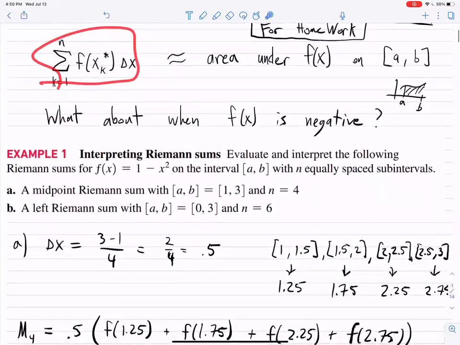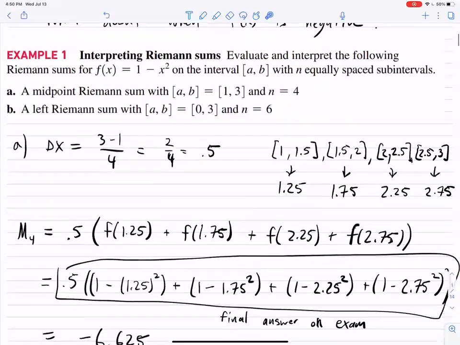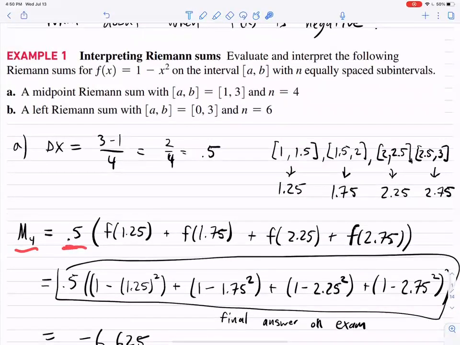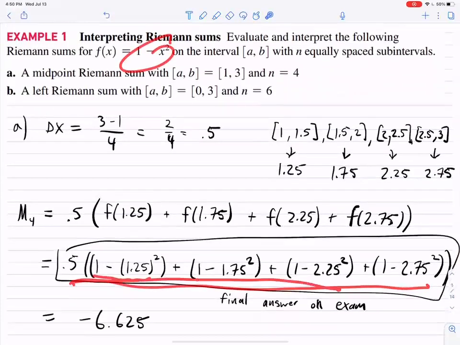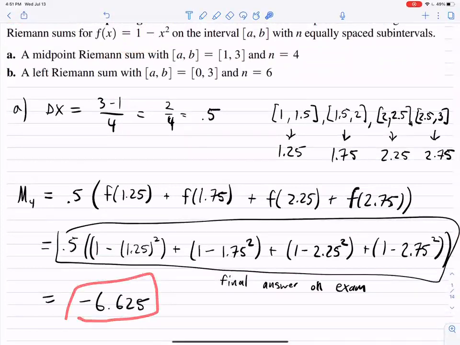I'm going to do this rather quickly. We're going to do the midpoint Riemann sum for this function on the interval 1 to 3 with 4 rectangles. So 4 rectangles on that interval means each interval is going to have width 0.5. The intervals are 1 to 1.5, 1.5 to 2, 2 to 2.5, and 2.5 to 3. The midpoints of those are 1.25, 1.75, and so on. The sum is the width, 0.5, times f evaluated at those values. If you plug those into this function, you get this, which would be a totally fine, reasonable answer on an exam. And this number is negative 6.625.